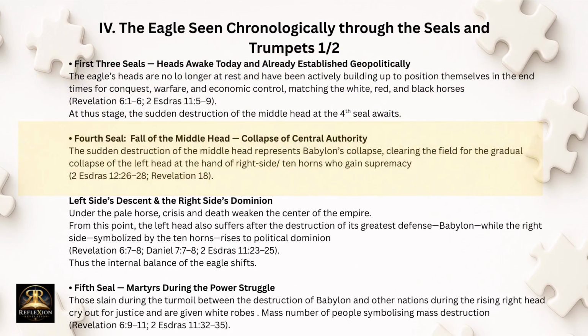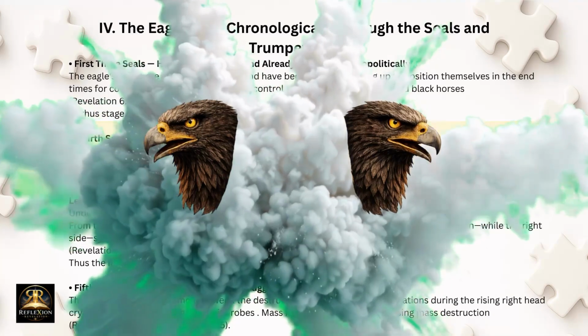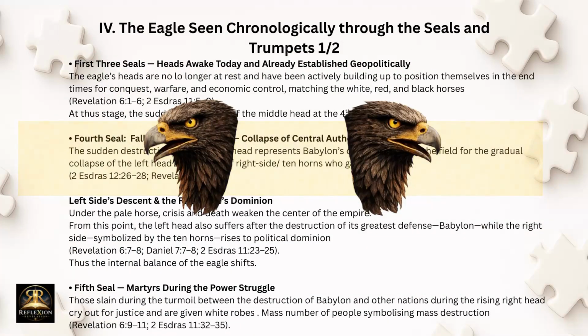So the fourth seal, the destruction of the middle head, the fall of the middle head, the collapse of the central authority. The destruction of the middle head represents Babylon's collapse, clearing the field for the gradual collapse of the left head at the hand of the right hand side, the 10 horns. Who gains supremacy? So we see that the middle head all of a sudden disappears. That again corresponds with the destruction of Babylon. That corresponds with the fourth seal.